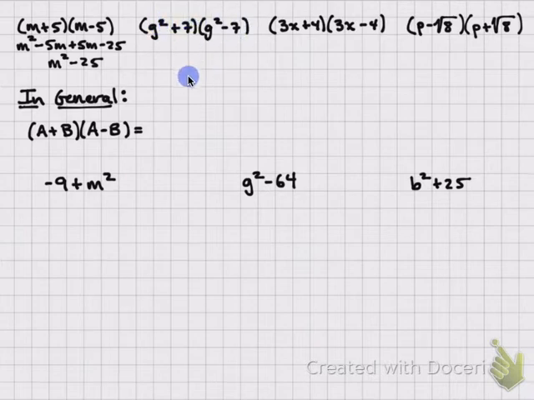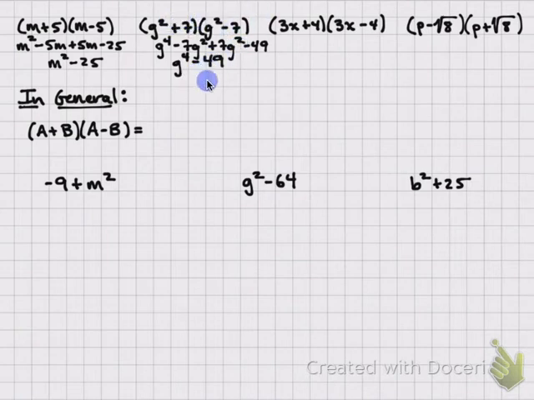So for this next example, g squared plus 7 times g squared minus 7, I think if we were to multiply them together, we get g to the fourth minus 7g squared plus 7g squared minus 49, for a grand total of just g to the fourth minus 49. And I want us to think about, if we were given g to the fourth minus 49, could we determine what two polynomials would multiply to give this?